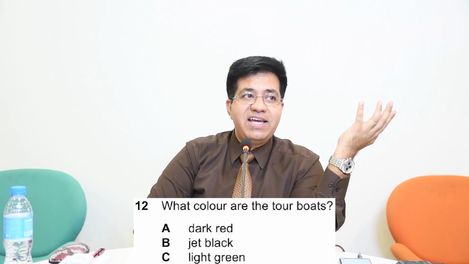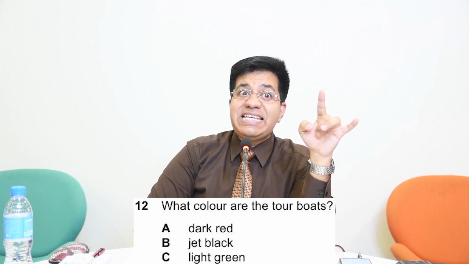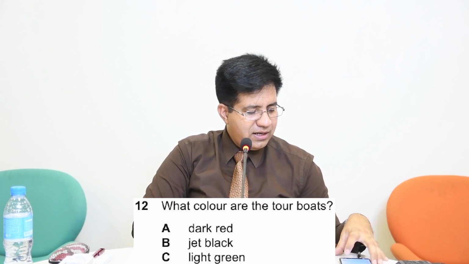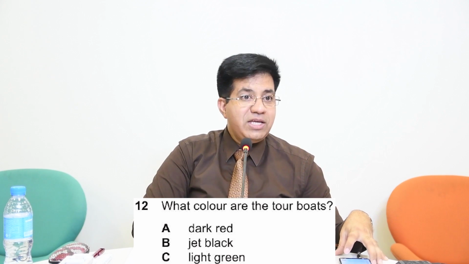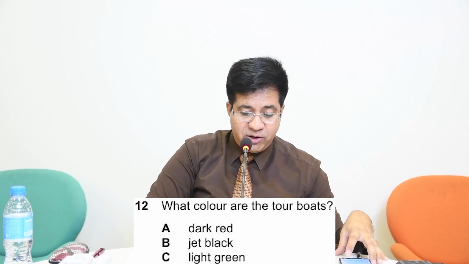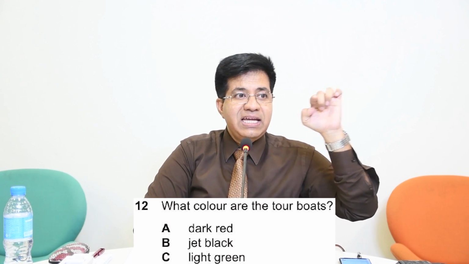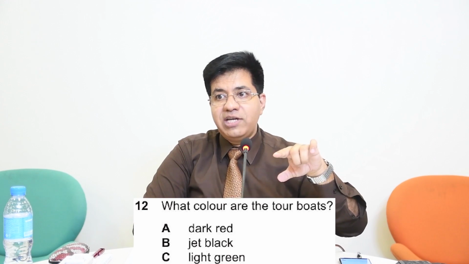So the correct answer is light green, but on your answer sheet, what will you write? C is the right answer. Let's listen to it again. We've recently upgraded all our boats. They used to be jet black. They used to be, past tense, okay? Because the question is, what color are the tour boats? Are means present. If the question was, what color were the tour boats? Then you could write jet black, okay?